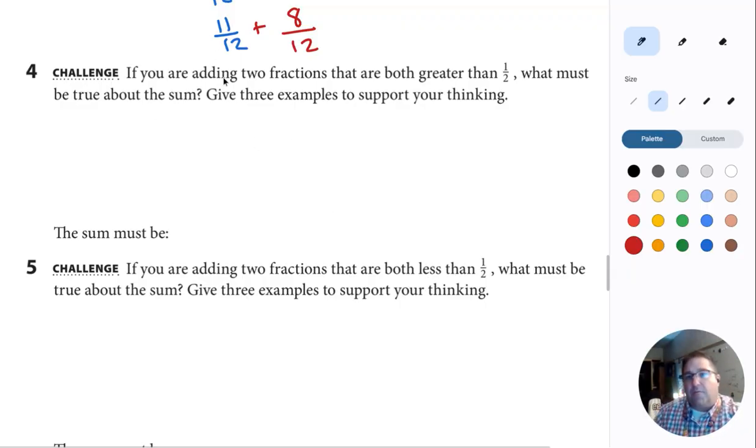So number 4, we're adding 2 fractions that are both greater than 1/2. What must be true about them? Well, if each fraction is a little bit more than 1/2, a little more than 1/2 plus a little more than 1/2, it's got to be a little over a whole, right? And that's really what the answer is looking for, it's just going to be greater than 1.